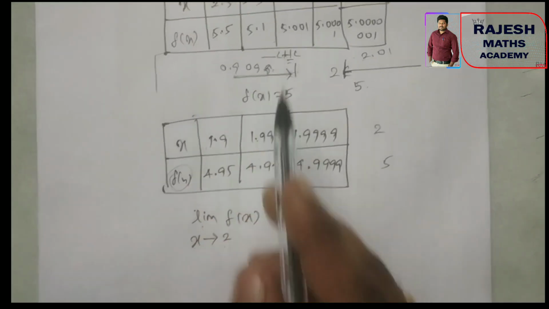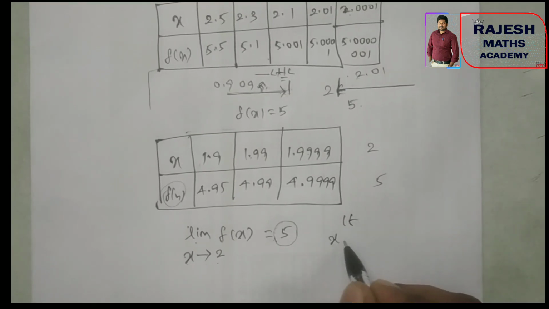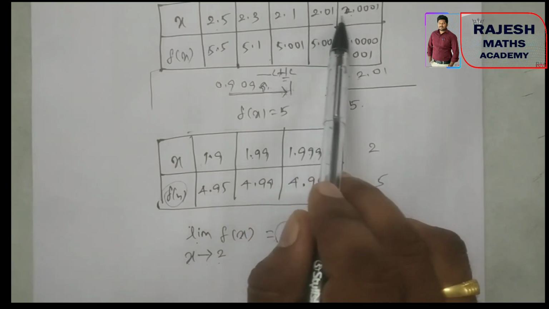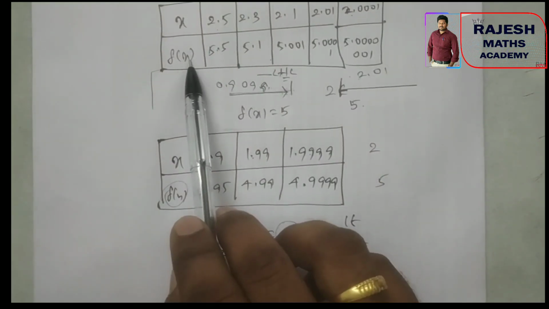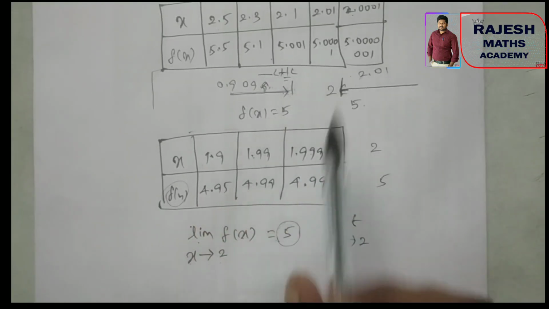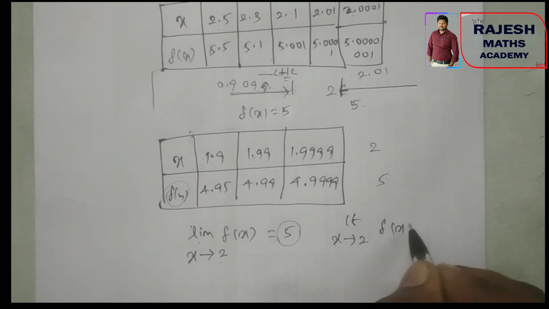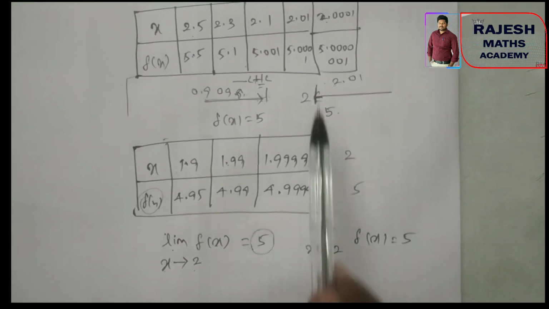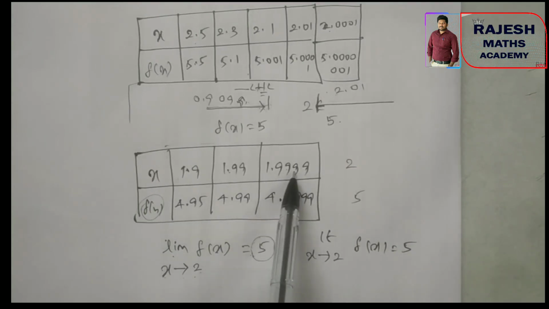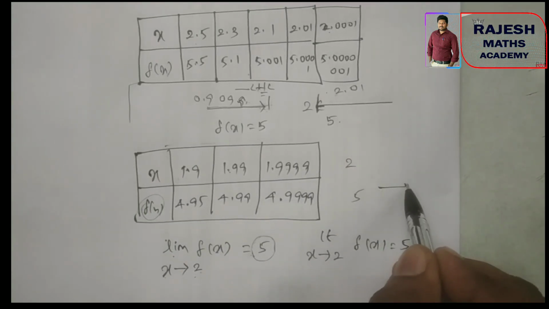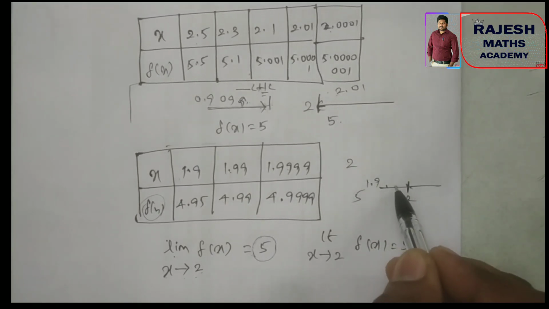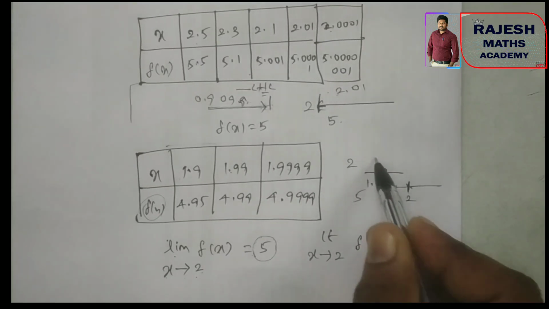Similarly, in this case, the limit: x approaches 2, that is 2.5, 2.3, 2.1, 2.01, 2.001, and f of x approaches 5.5, 5.1, 5.01, 5.001. Here also f of x approaches 5. But what is the difference between these two? Here 2 is approached from which side? That is 1.9, 1.99, 1.999. So 2 is approached from the left side.